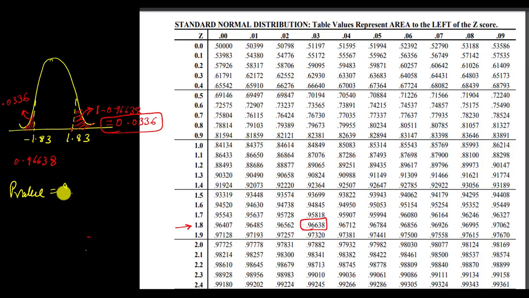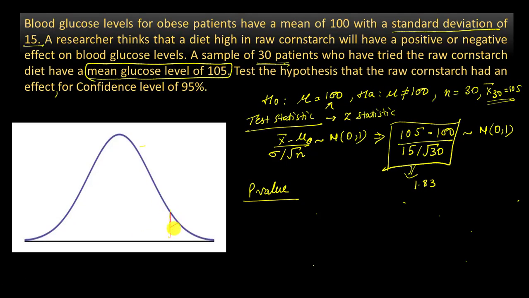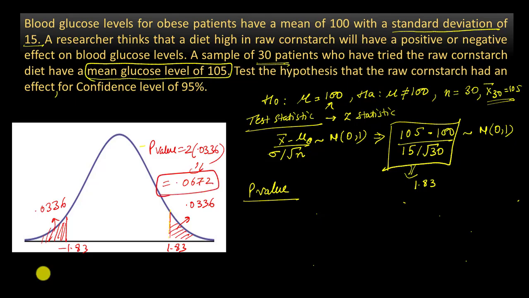So what is the p-value? The p-value is 2 times 0.0336, which is 0.0672. We have seen from the z distribution table that this is 0.0336 and this is also 0.0336. So the p-value is twice 0.0336. Since it is a two-tailed test, it comes out to be 0.0672. And we have been given in the question that alpha, which is 1 minus c, is 1 minus 0.95, which is 0.05.